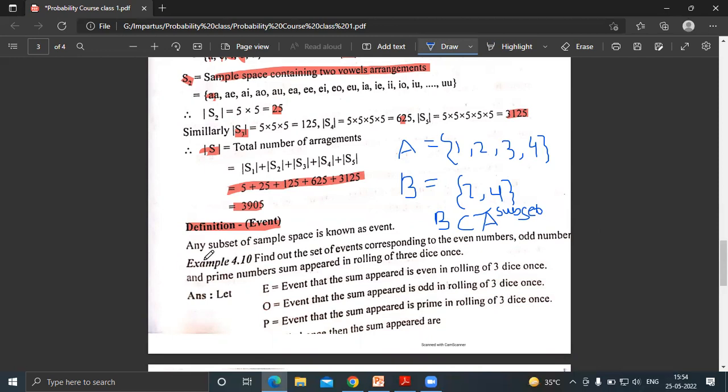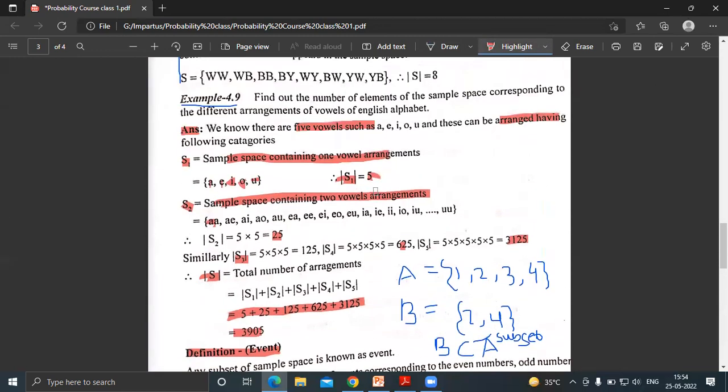Okay. So any subset of the sample space is known as an event. Here in S2, so many outcomes are there. If I write another set, that means S1, whose elements are A, E, I, O, U, but not all of these are in S2. So S1 is not a subset of S2.